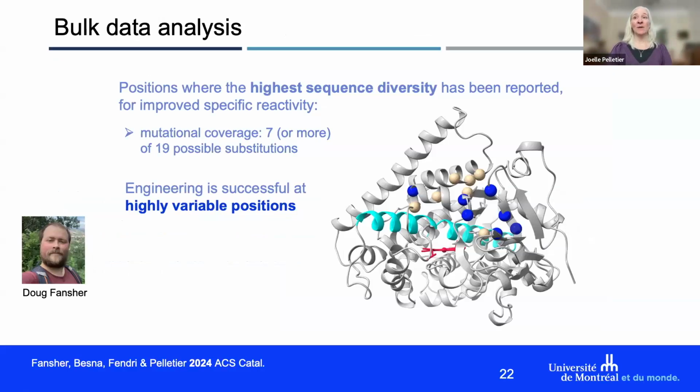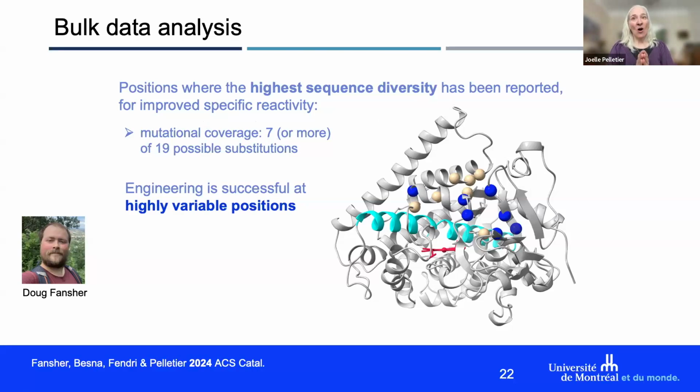One thing we could do directly with this database is bulk data analysis. One of the things that we found is the positions that had the highest sequence diversity for improved specific reactivity. What we mean by this is, at any given position, what was tolerated, how many different amino acids could be placed at a single position to give rise to improved activity. In that case, these were positions that could hold 7 or more among the 19 possible different amino acids that one can use, since there are 20 amino acids.